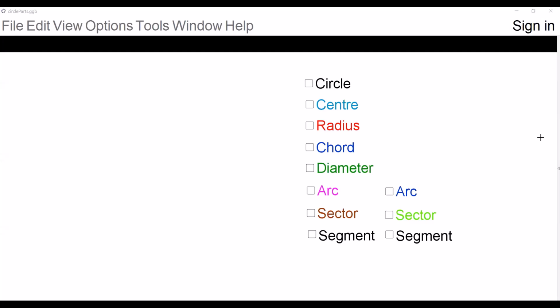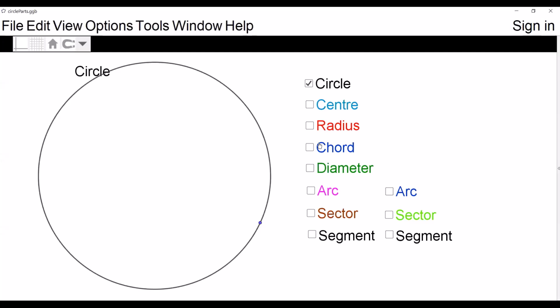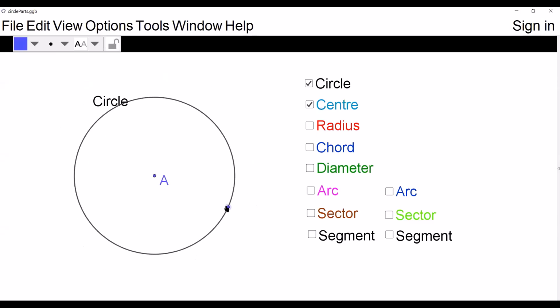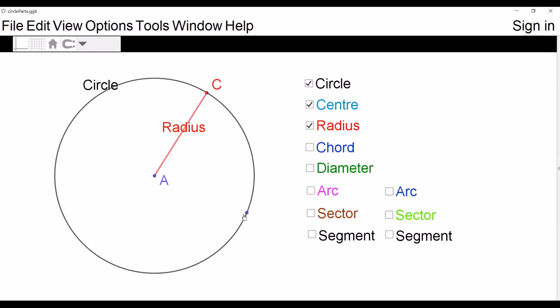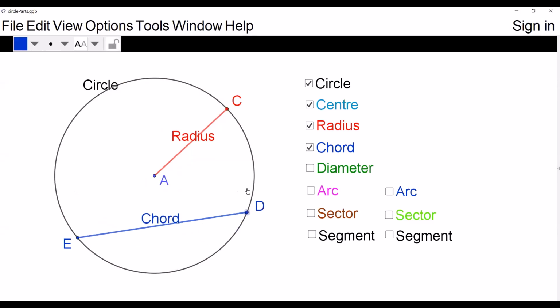So here we are. This is a circle with center A and radius AC. So what is a radius? It is the distance from the center A to any point on the circle. ED is a chord. So what is a chord? A line segment that joins any 2 points on the circle. So this is a chord.